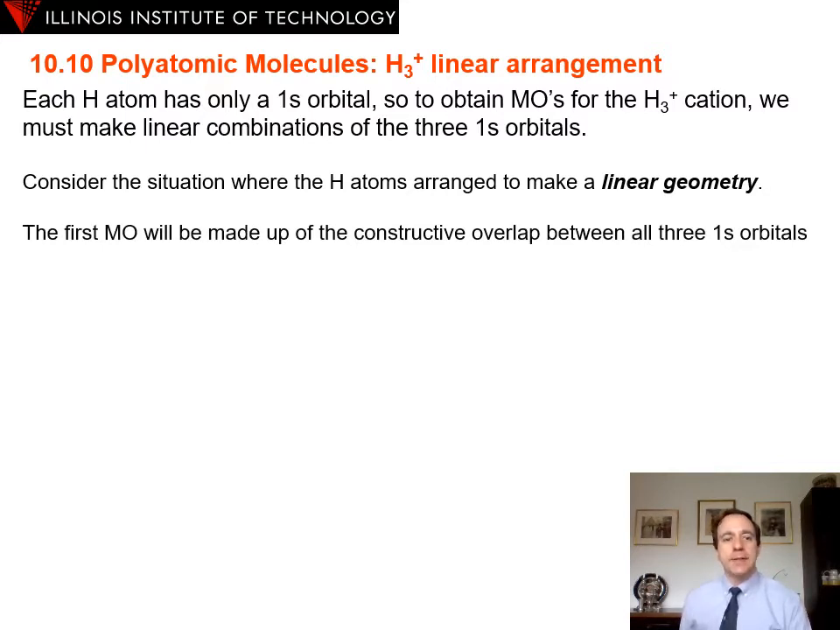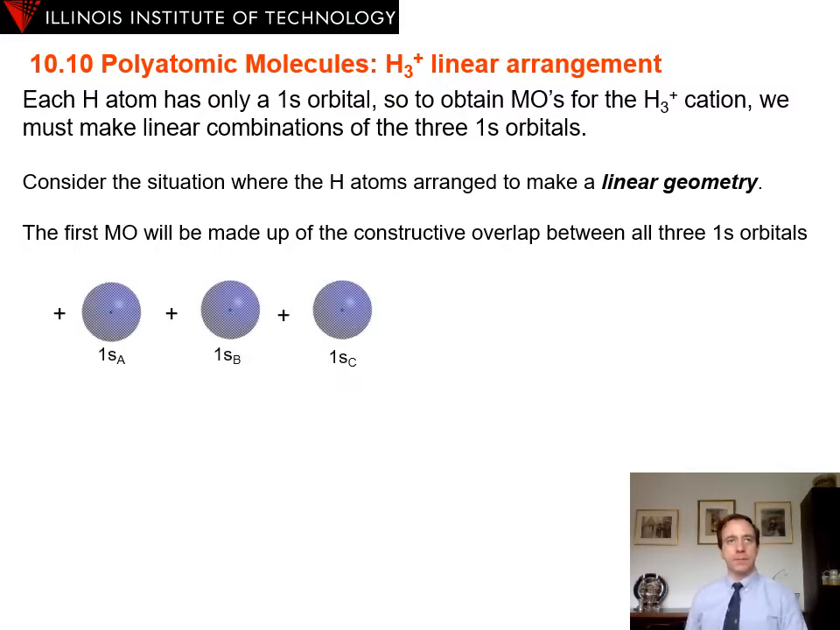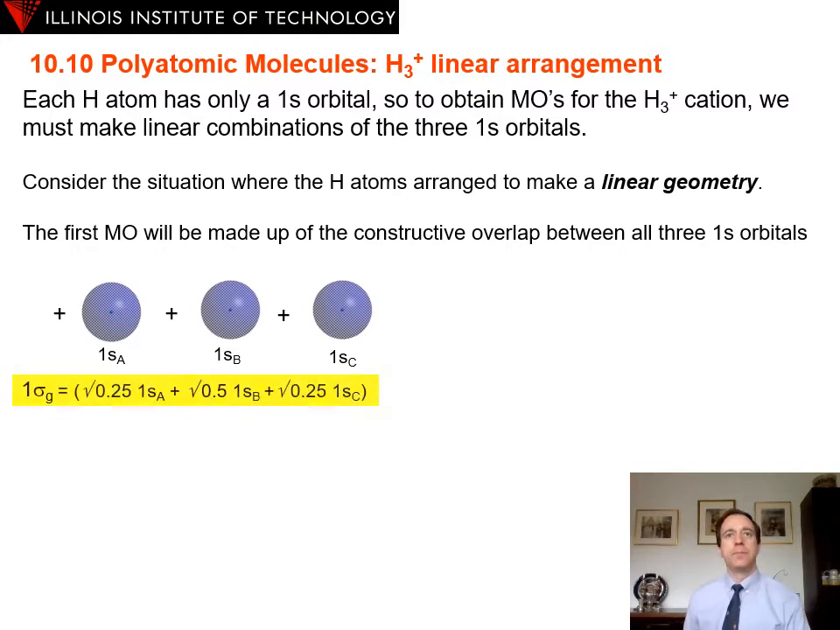We're going to construct the first molecular orbital from the constructive overlap between all 3 of the orbitals. If we take each of these hydrogen 1s orbitals, 1sA, 1sB, 1sC, just for convenience, A, B, and C, we're going to add all 3 of these together in one overlapping bonding orbital. The way we sum up those contributions, we'll get a sigma orbital in this case because it will have cylindrical symmetry along the bond axis. We'll see that in just a second.